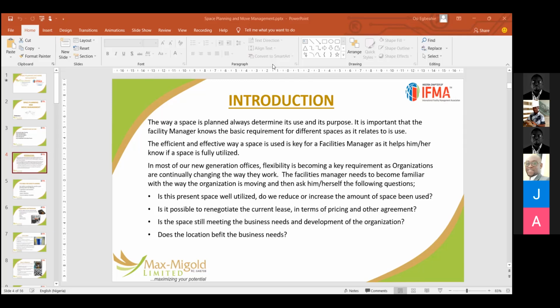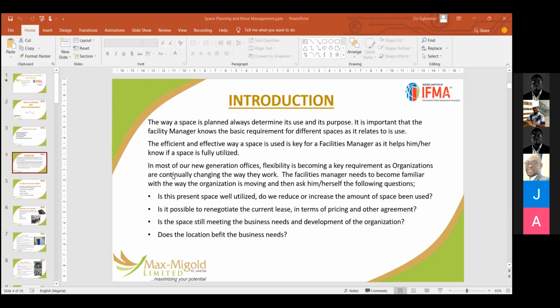Because if the facility manager is not relevant, it becomes one of the first casualties when they are downsizing in offices. The next question is: is it possible to renegotiate our current lease in terms of pricing or other agreements?